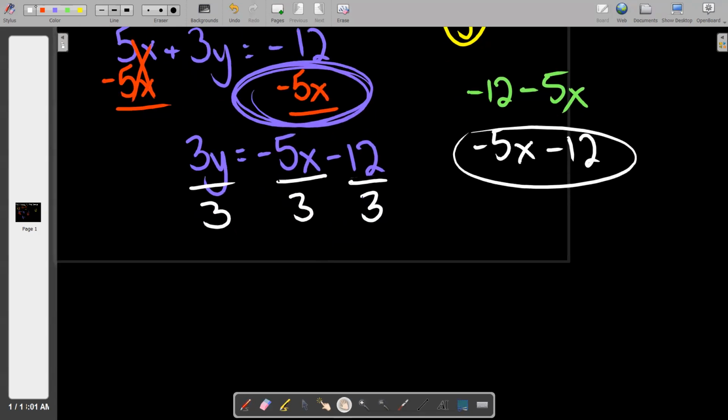So if I cancel out the 3's, there you go, gone. I'm left with y equals what? Negative 5/3 of x minus 4. And now that is in slope-intercept form. And if I asked you to graph it, it would be easy. You'd go down 4, put a dot, and then go down 5, right 3, and make some dots. Easy peasy. That's the target objective for the day: can we get really good at taking equations that look like this and make them look like this?